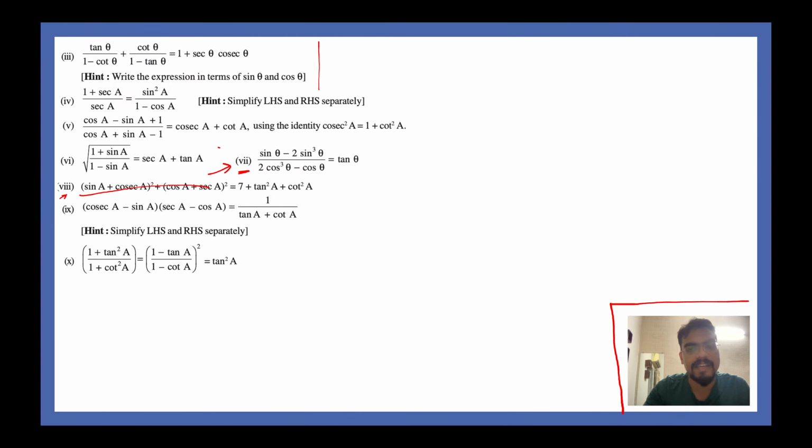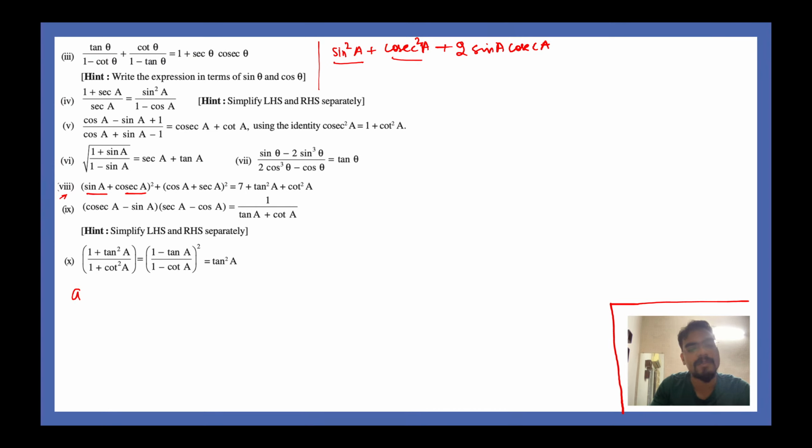So sine A plus cosec A whole square can be written as sine square A plus cosec square A plus 2 times sine A cosec A. So far I have simply opened this bracket. Let me just erase this part so that it is not blocking your view. So sine A plus cosec A whole square has been opened as sine square A plus cosec square A plus 2 sine A cosec A, invoking the property.